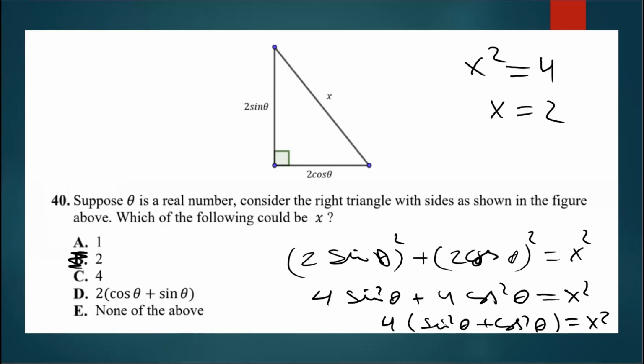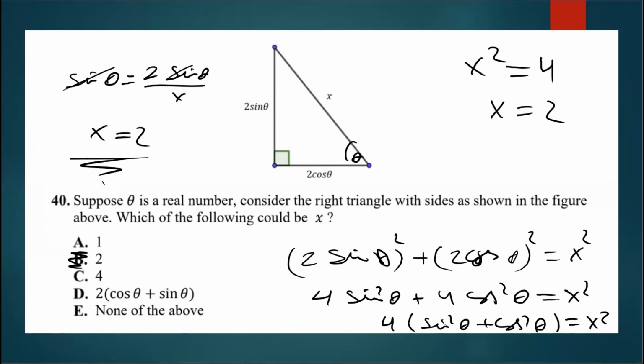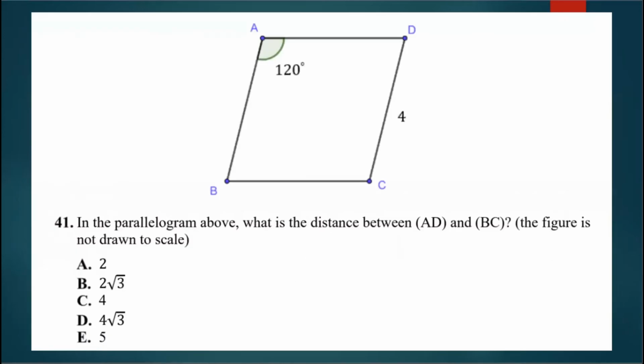You can also find the sine for this angle. So sine theta is obviously the opposite, 2 sine theta, over x. When you cancel sine with sine, you can find x equal to 2 directly, much faster. Also, you can work with cosine if you wish.